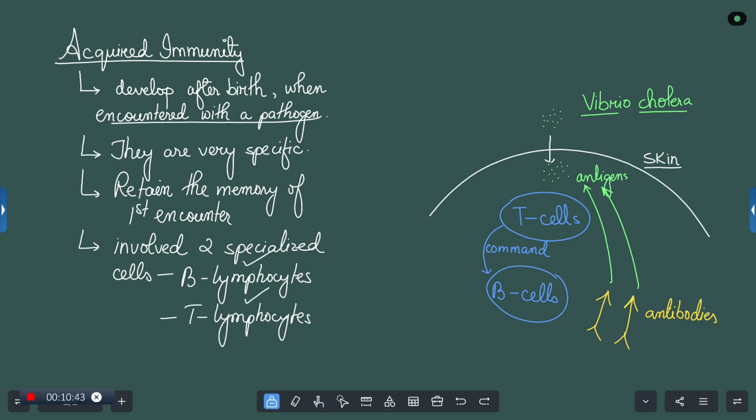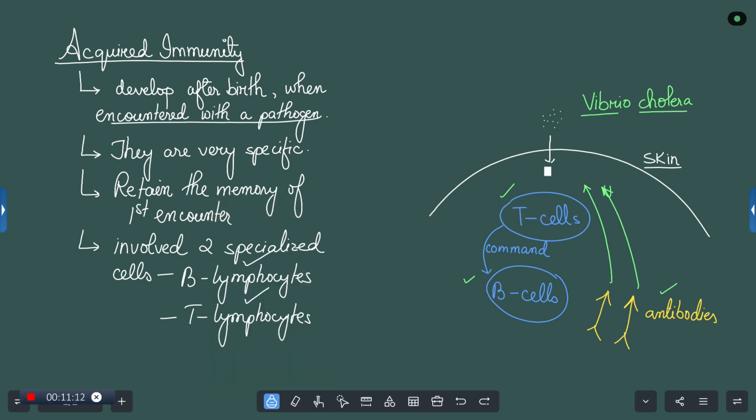So this is all about the first entry of Vibrio cholerae into the body. When Vibrio cholerae enters the body, the T cells are activated, the B cells are activated, and along with them the antibodies are produced. With the help of these 3, the antigens get eliminated.